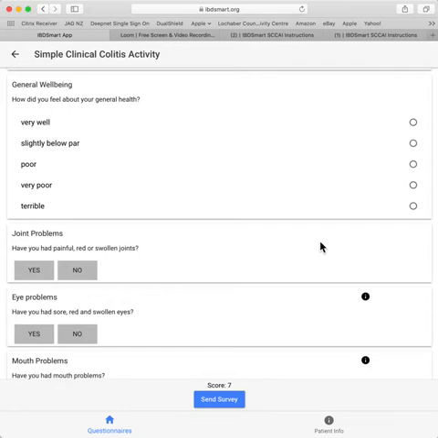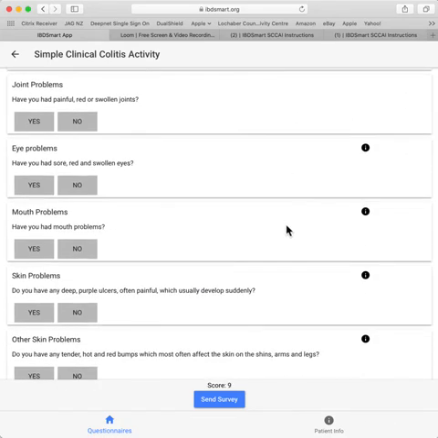The fifth question relates to how you've felt your colitis has affected your general health. It may be that you feel very well, or maybe you feel not quite right. That's just below par. You might feel poor, very poor, or feel that your ulcerative colitis makes you feel absolutely terrible.